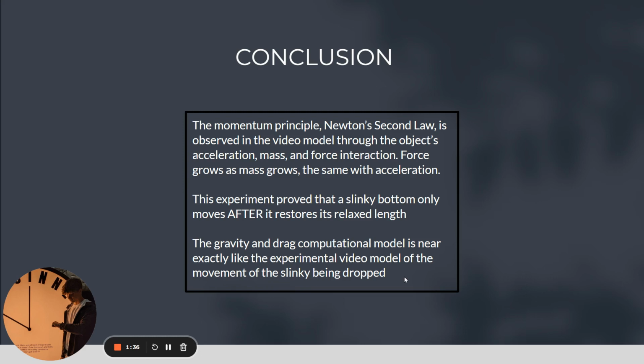movement of the slinky being dropped. Now the slinky maintains its bottom position because of the tension force that holds the bottom of the slinky in place until it reaches its relaxed length after the top falls. And once the top falls and meets the bottom and it hits its relaxed length, then the rest of the system will fall to the ground. Thank you.